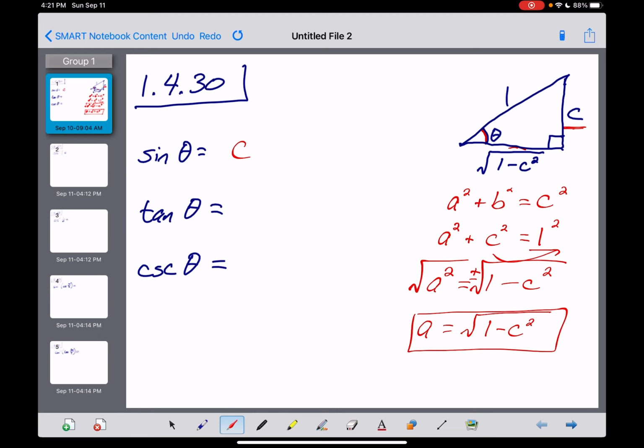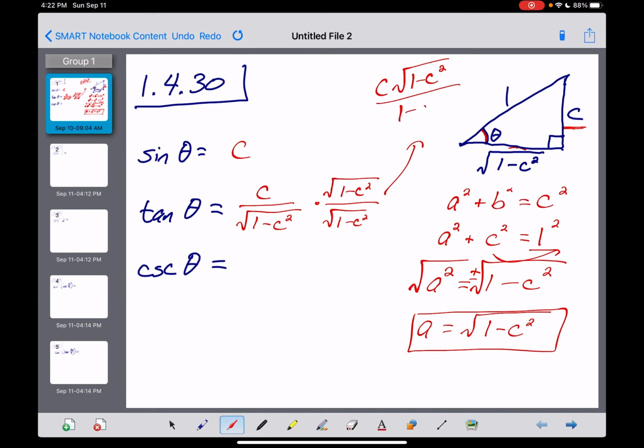Tangent now would be opposite leg over adjacent leg, so that would be c over the square root of 1 minus c squared. And remember, for the last 2 years for you guys, in Algebra 2 and in pre-calc, you would have had to rationalize this by multiplying by the square root of 1 minus c squared over the square root of 1 minus c squared. And that would get you, don't even bother writing this down, guys, c times the square root of 1 minus c squared all over 1 minus c squared.